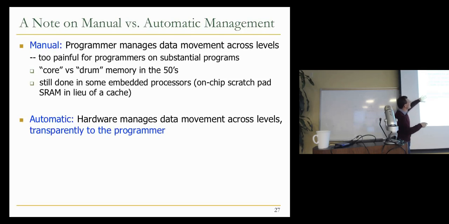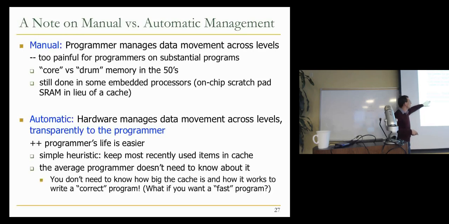If it's automatic, the hardware manages the data movement across levels, transparently to the programmer. The big upside, programmer's life is easier, and people have used a simple heuristic for a long time: keep the most recently used items in the cache. This follows the temporal locality principle, right? We'll see some other heuristics later on in terms of what data to keep in the caches.